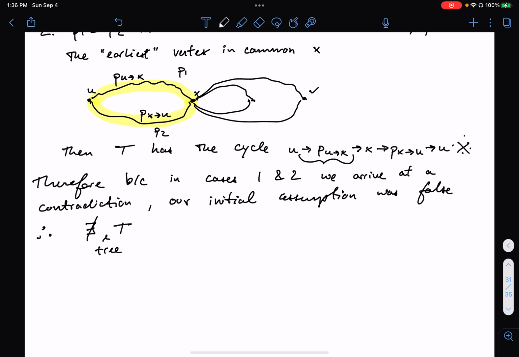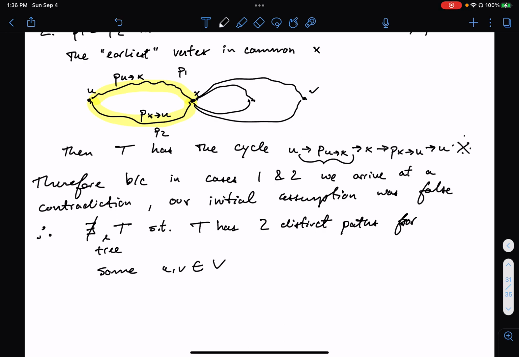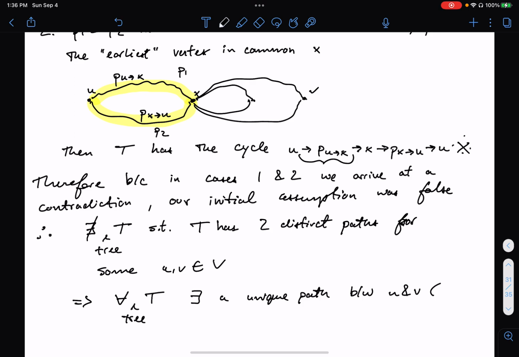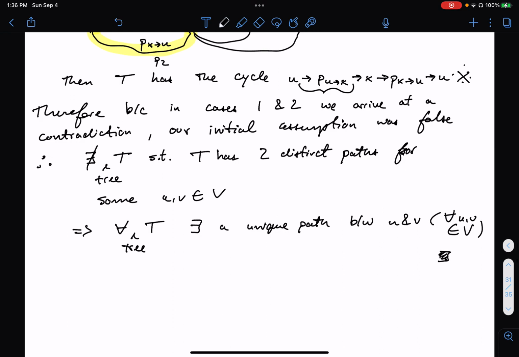So therefore, there does not exist a tree T such that T has two distinct paths for some vertices U, V in the set of vertices. Okay, so there is no such tree, and so that implies that for every tree T, there exists a unique path between U and V for any U, V in the set of vertices. Okay, and that concludes my proof sketch.